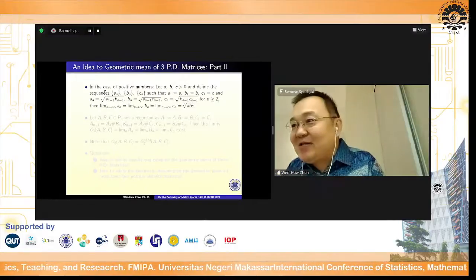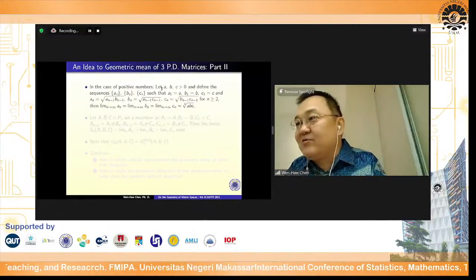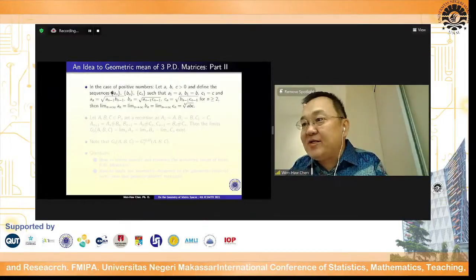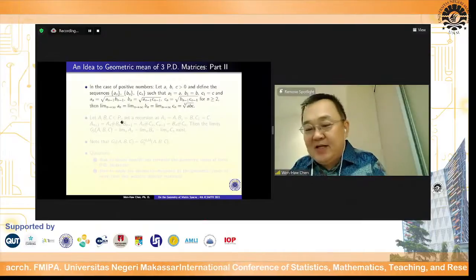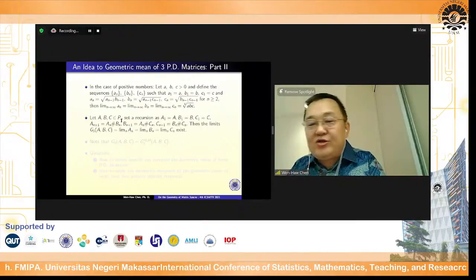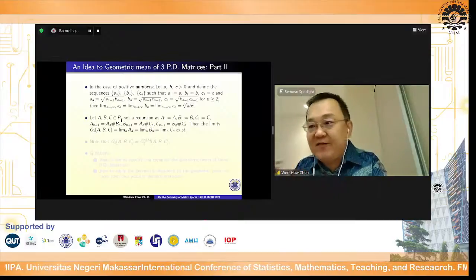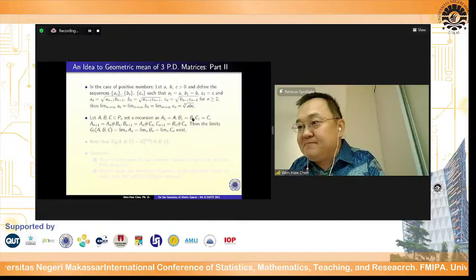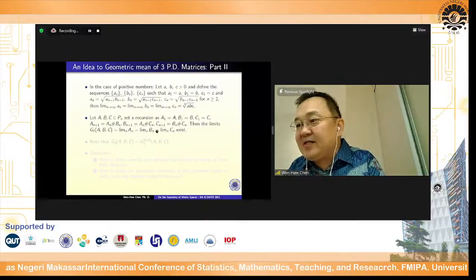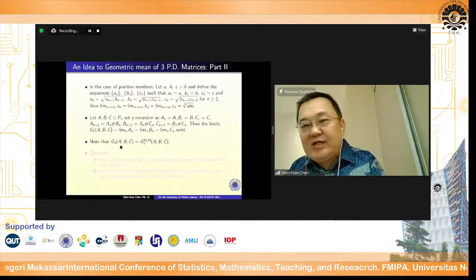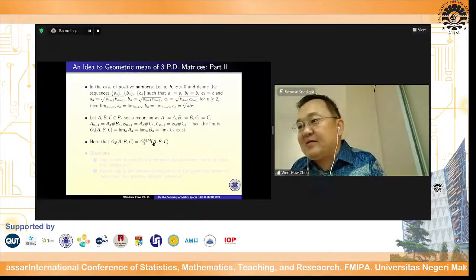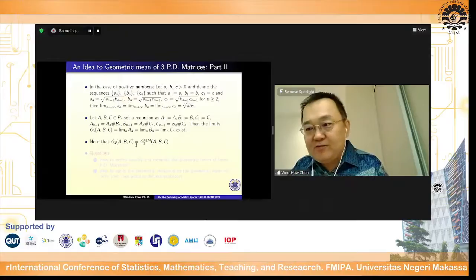So in case of positive numbers, we know if we have A, B, C positive numbers, and define the sequence An, Bn, and Cn, we have this one. So now if we change positive numbers to positive definite matrices, we have just like this. So we can define this limit. So we show this limit and the ALM geometric mean is equal.